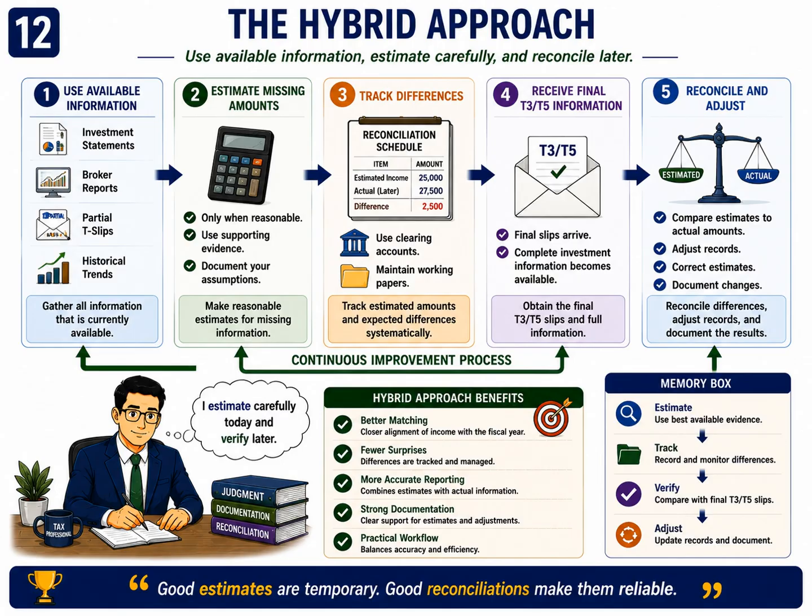The estimated amounts are compared with the actual amounts shown on the T-slips. Any differences are identified. The records are adjusted if necessary. The estimates are corrected, and the changes are documented. This is why the scale shown on the slide is so important. The objective is not to make perfect estimates. The objective is to make reasonable estimates and then verify them when better information becomes available.